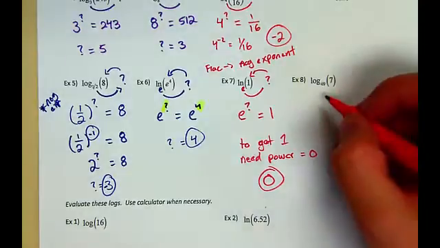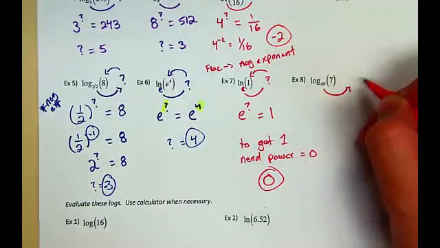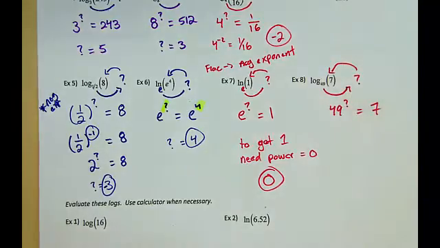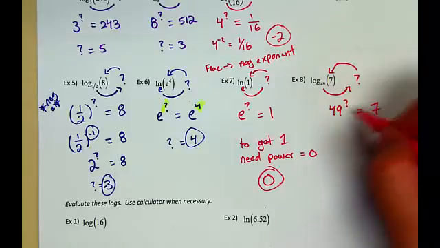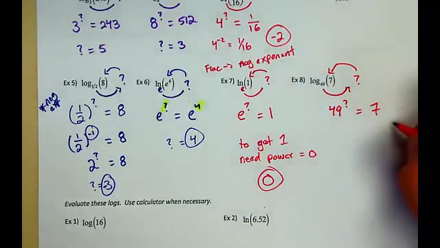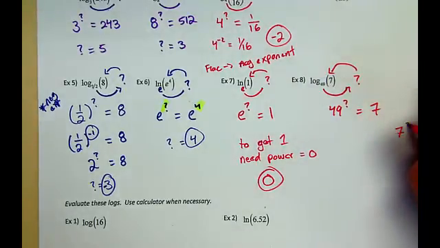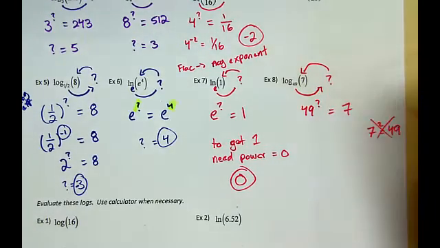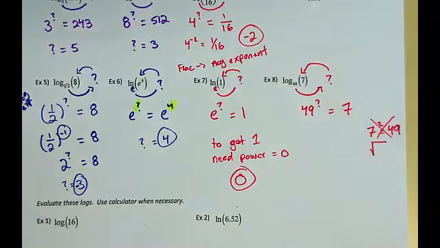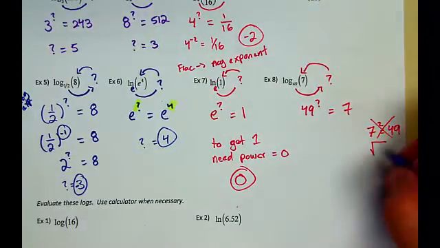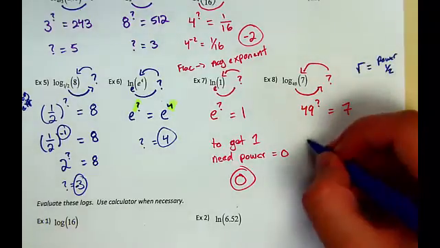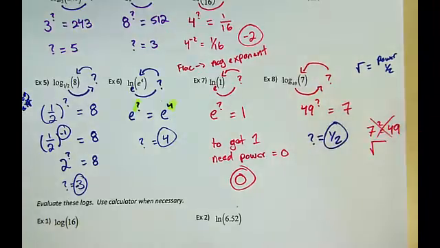And finally, we've got 49 to some power gives us 7. 49 to something equals 7. Well, what's the relationship between 7 and 49? Well, I know 7 squared equals 49, but that's not what I want. I want 49 to something gives us 7. Hopefully you're thinking square root. So square root equals power of 1/2. So your question mark actually equals 1/2 here. The square root power.